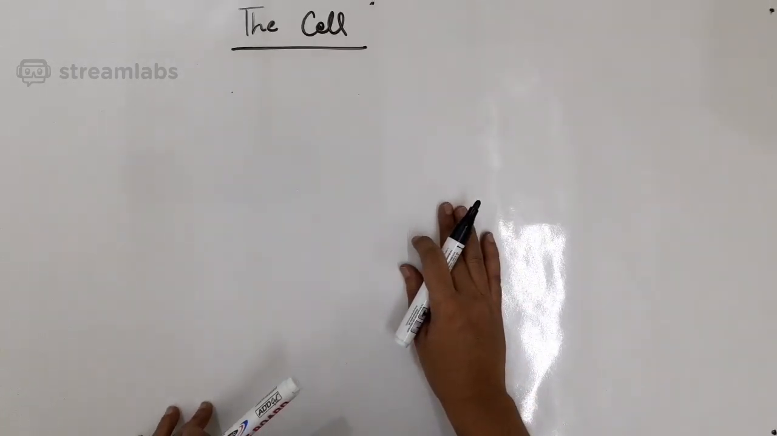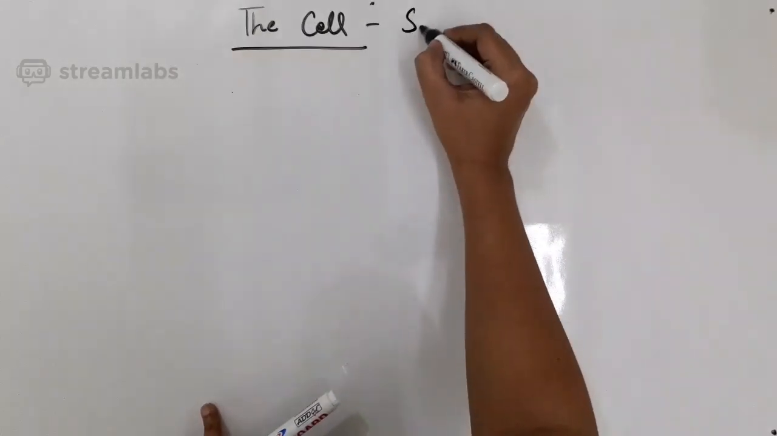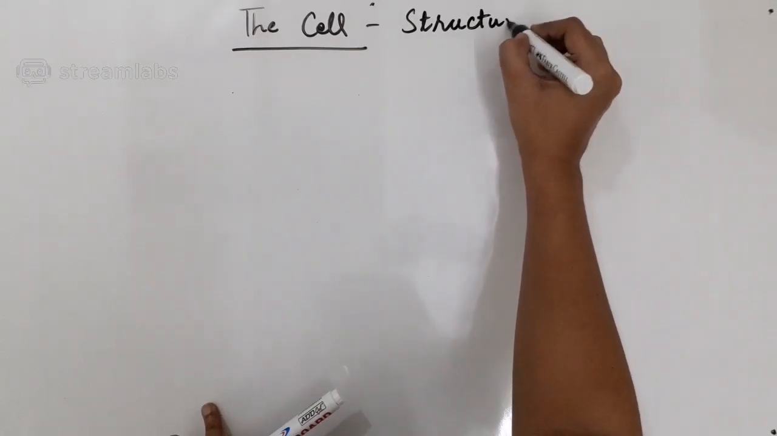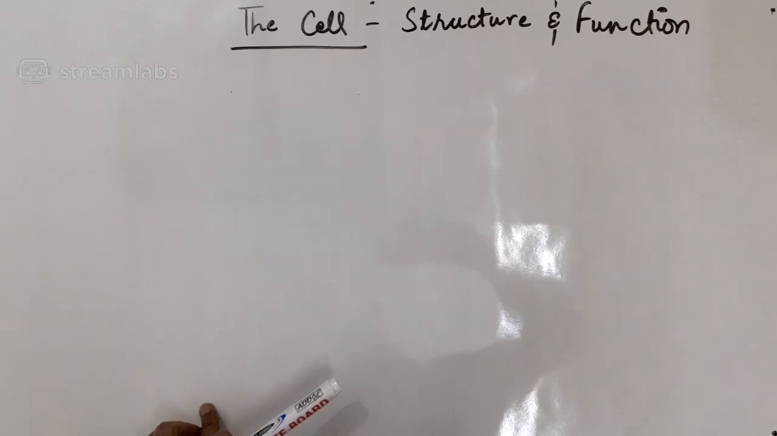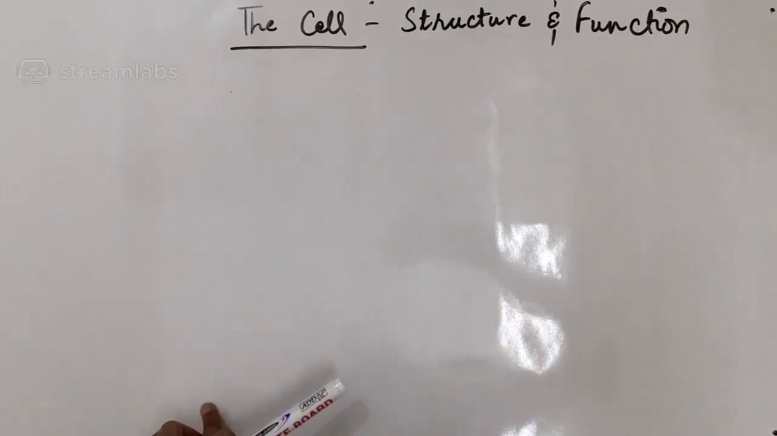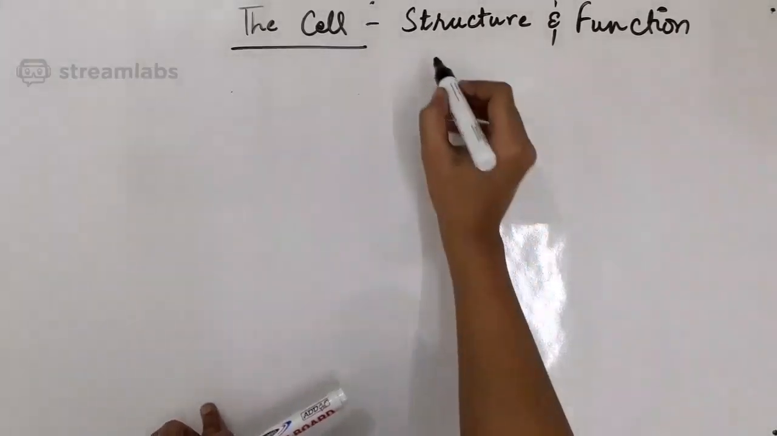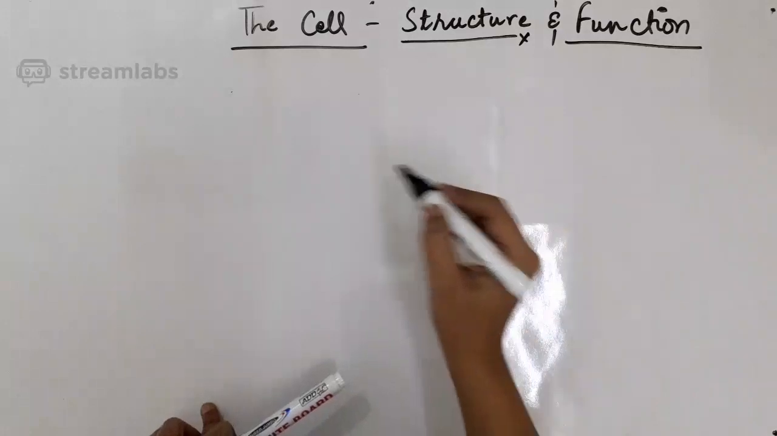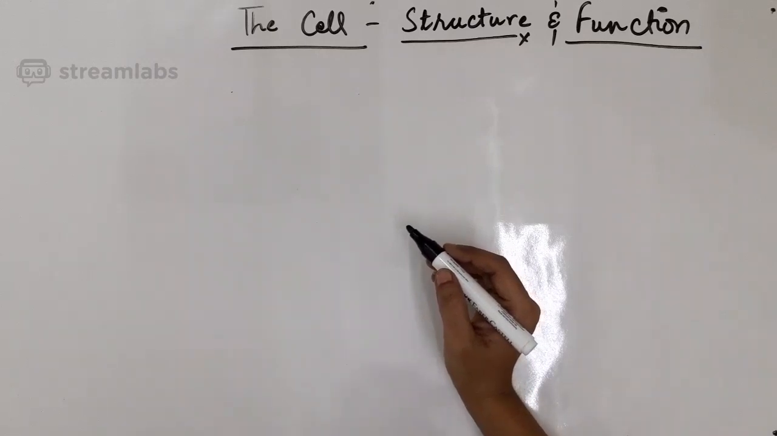You know that the cell is the basic structural and functional unit of life, that you can say the cell as the structure and function. We will be studying about the organelles or the parts which are constituting the cell. Cell is the basic unit of life. You know that the cell makes the body of the organism, whether it may be a plant or an animal.